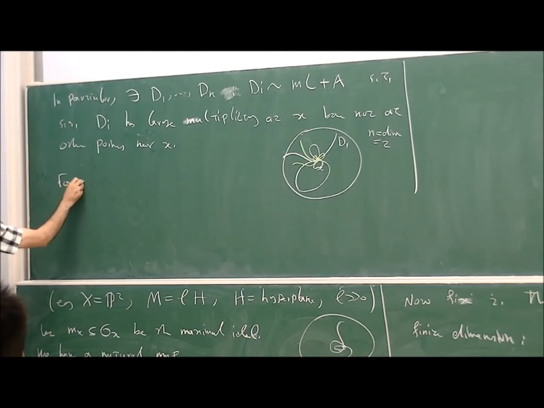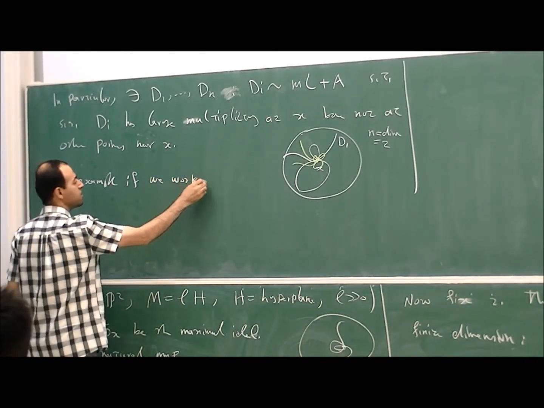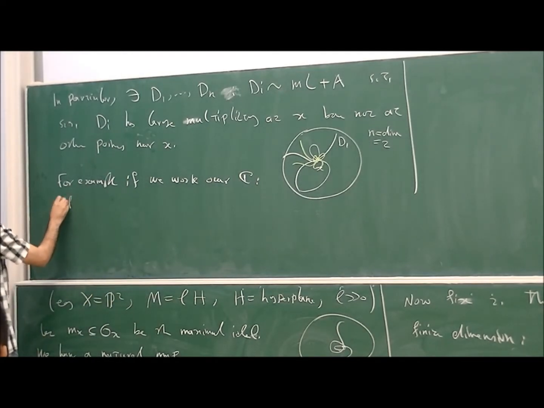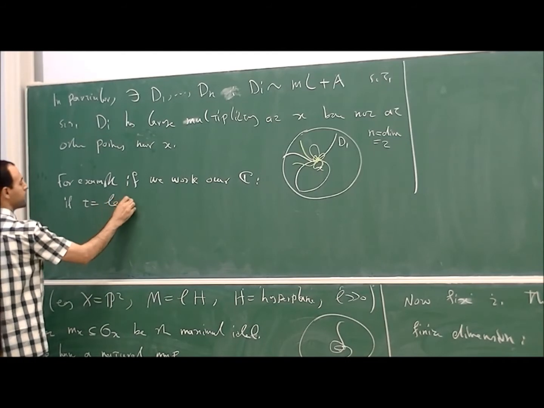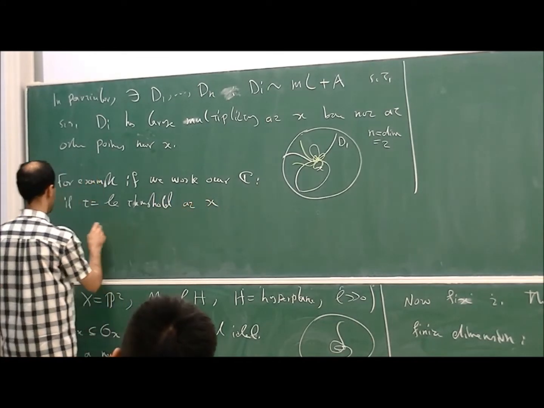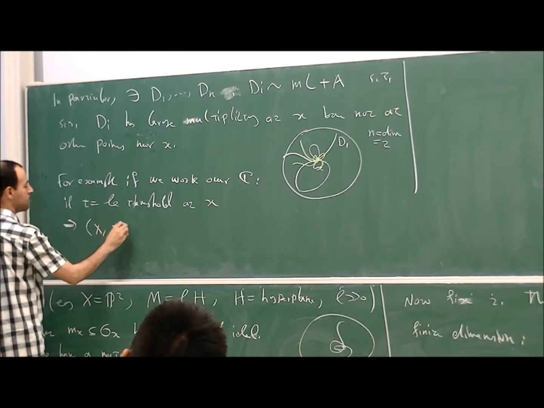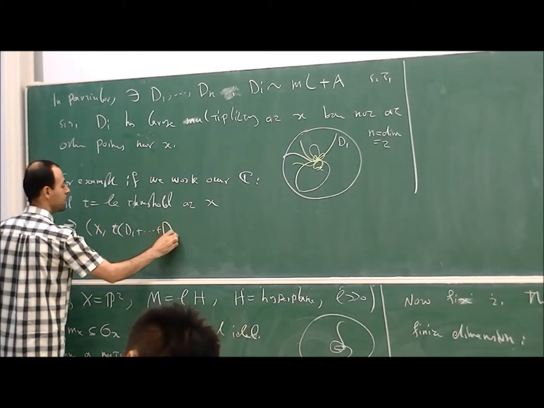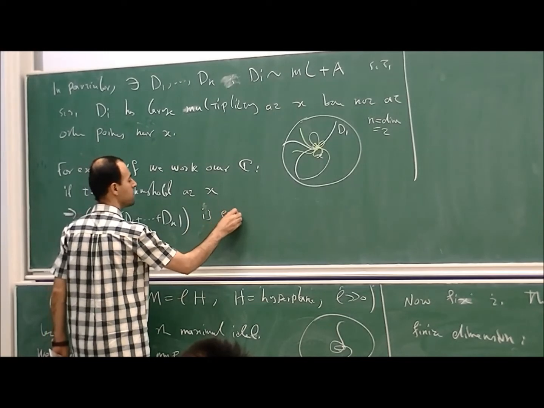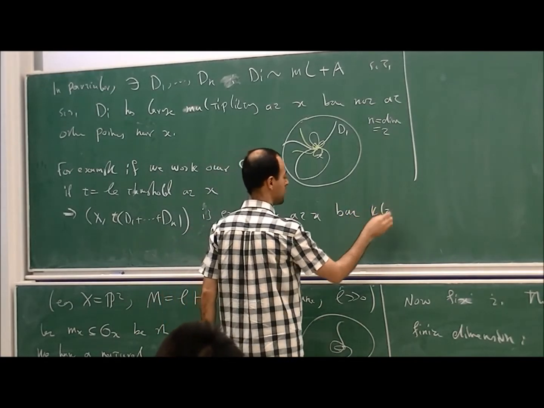So, for example, if we work over the complex numbers, then what we have is that if t is equal to the log canonical threshold at that point, then the statement is essentially that if you look at this pair, (X, t times D1 plus D), this will be precisely log canonical at the point x, but it's KLT everywhere else.